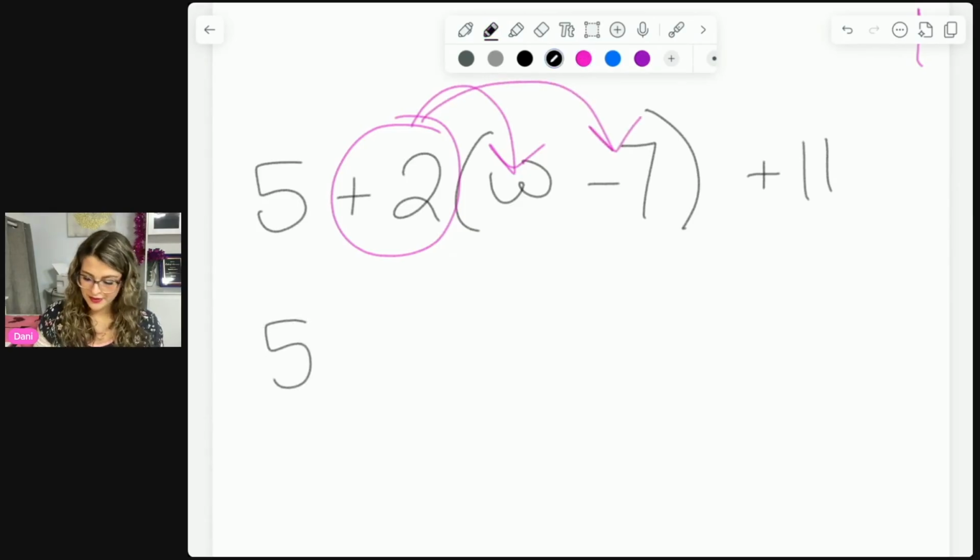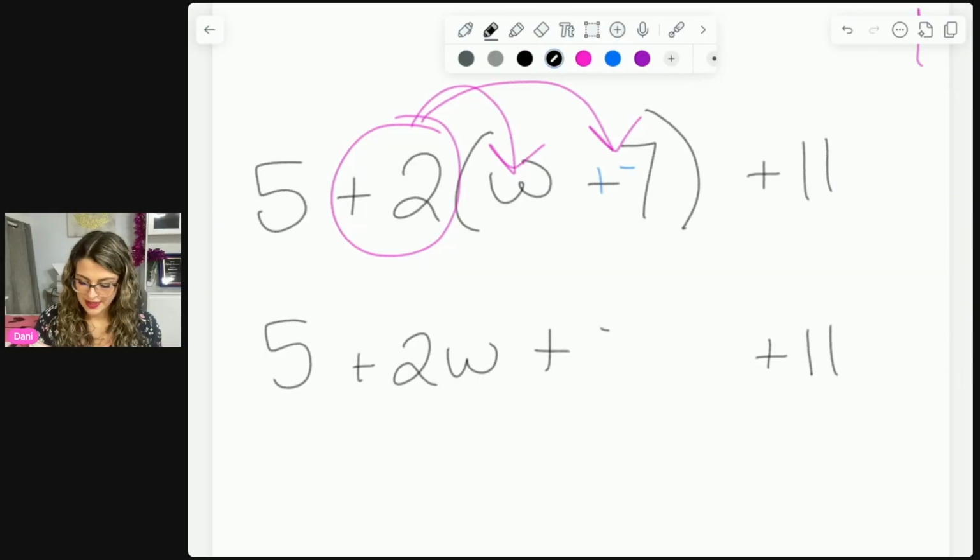I'm going to drop down the other pieces that we're not touching, that 5 out front, that 11 on the end. We're not touching any of that. I'm just going to bring it down so I don't have to forget about it, because sometimes you might forget about it, okay? Then we have positive 2 times w, that is 2w. And then we have positive 2 times, technically, that's like a negative 7. So we have plus negative 14, or you could have written it as minus 14. It's the same. It's whatever floats your boat.